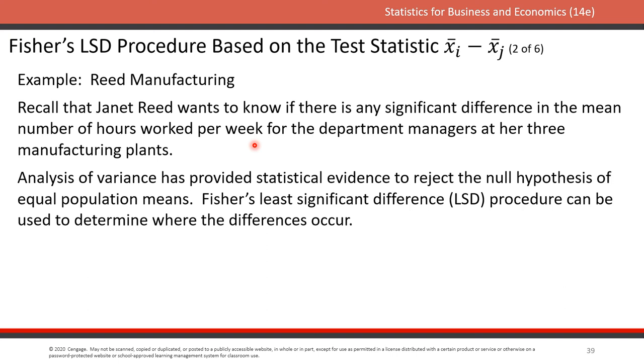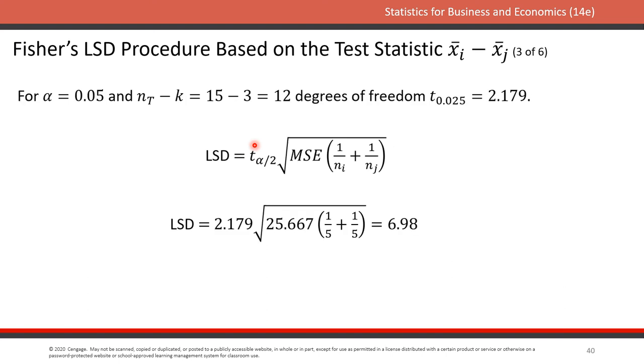All right, coming back to this. So first I calculate my LSD. I'm going to use alpha equals 0.05. Capital N minus K, so my total sample size, 15 employees, managers, minus 3, the number of groups, the number of locations I was looking at. So that gives me 12 degrees of freedom. And then I calculate t sub alpha over 2. That gives me 2.179.